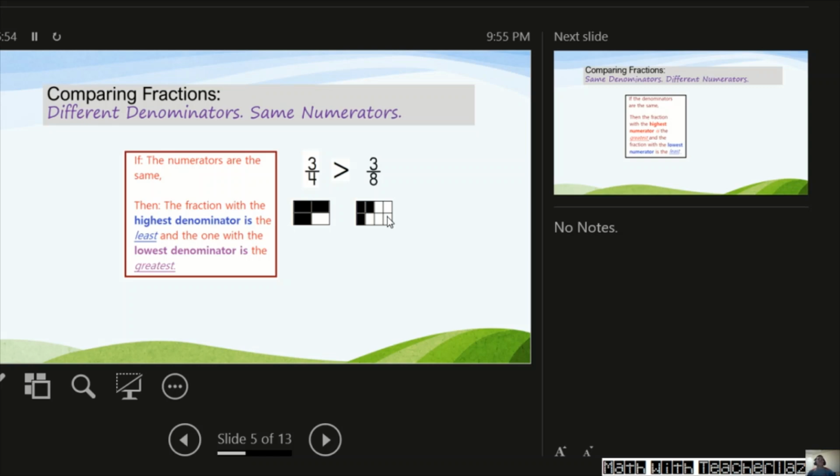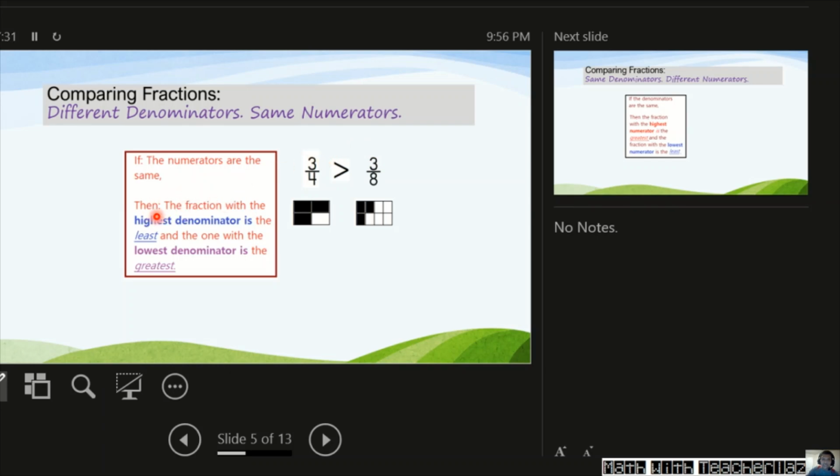Alright, the next thing we did was we compared fractions when the denominators are different. And this is the case here. We have different denominators, same numerators. So we said if the numerators are the same, notice over here that your numerators are the same. You have 3/4 and 3/8. Your numerators are 3 and 3, right? So 3/4 has a numerator of 3. 3/8 has a numerator of 3. So that means you selected 3 parts in each.